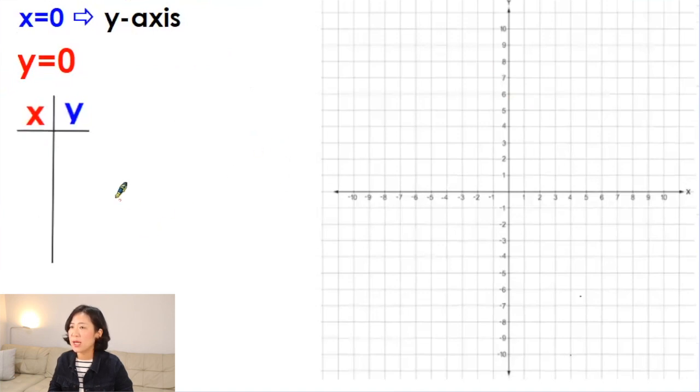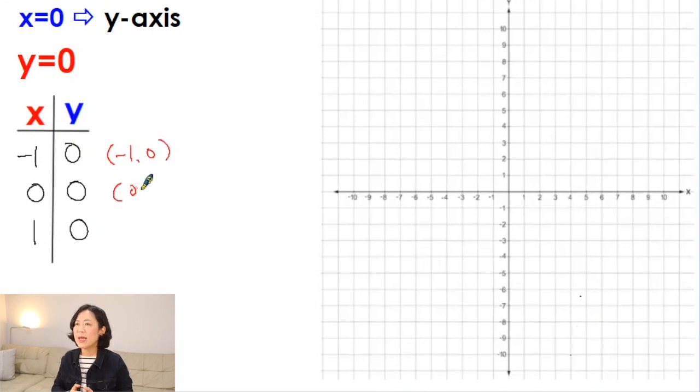So let's draw the line graph of y equals 0. Again, always have a table to find out the coordinates of the points on the graph. So since we know that y is always 0, that means when x is 0, y is 0. When x is 1, y is 0. When x is minus 1, y is 0. Whatever x you have, your y is always 0.